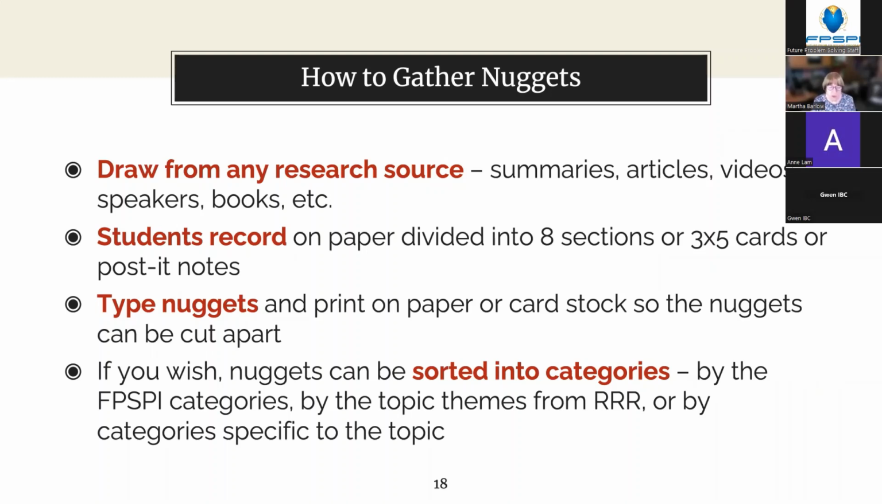And then with the students, one thing you could do is sort them into categories, either by the FPSPI categories or by the topic themes from the RRR, or by some other category specific to the topic, by saying which of these relate to each other or are similar, and put them into categories. Sometimes that can be helpful for students to remember, okay, in this grouping of nuggets, there were these different pieces of information.